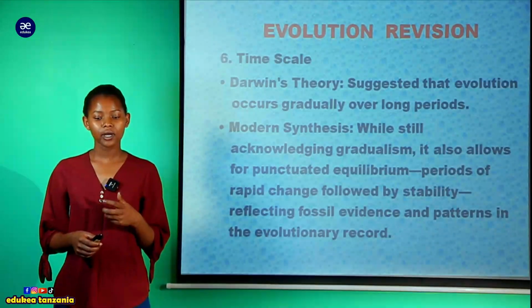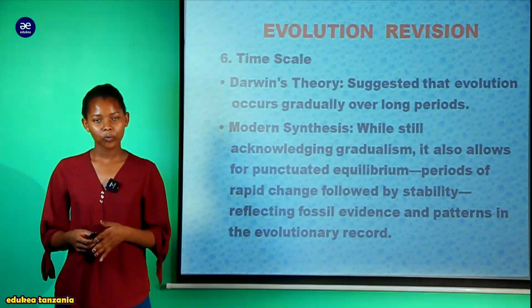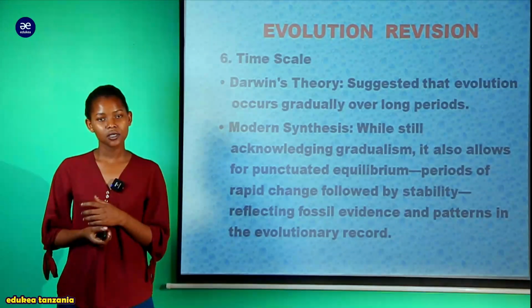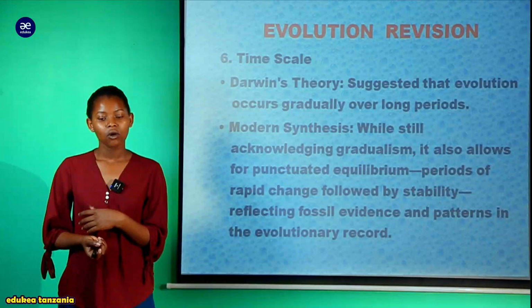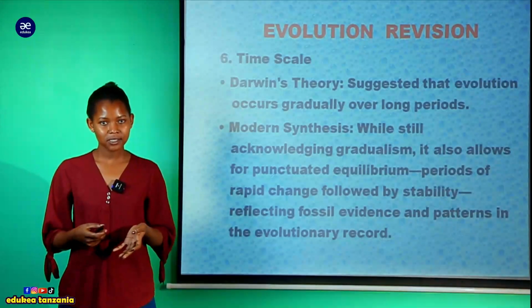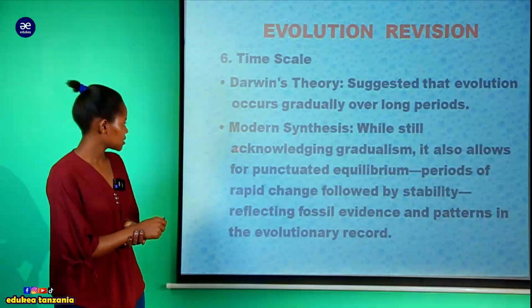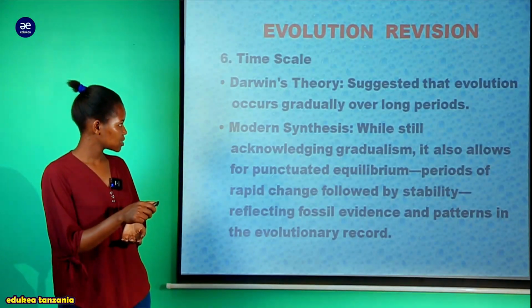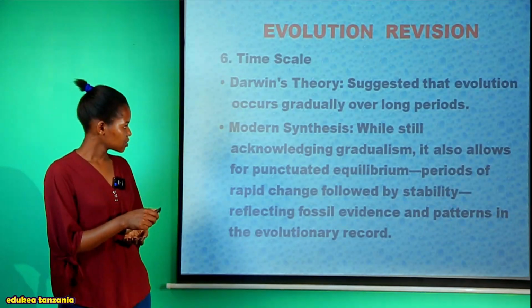Alisuggest kwamba evolution inaoccur gradual over long period, but tukija kwa modern synthesis alihusisha the use of punctuated equilibrium kwamba evolution inaoccur rapidly but with periods of stasis or stability. That is here, while still acknowledging gradualism, which is all about this of Darwinism.